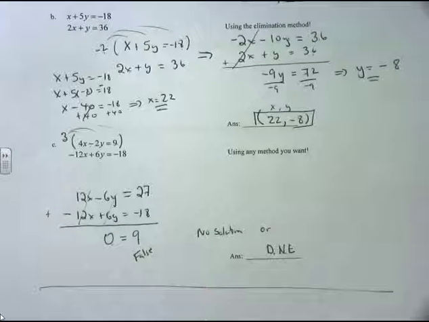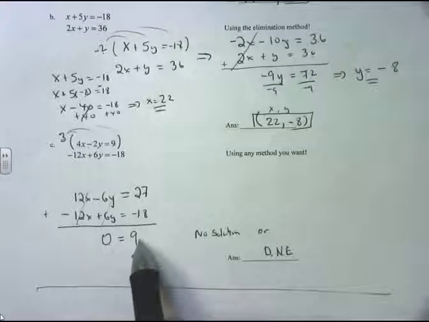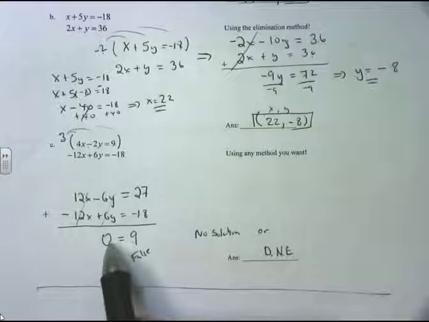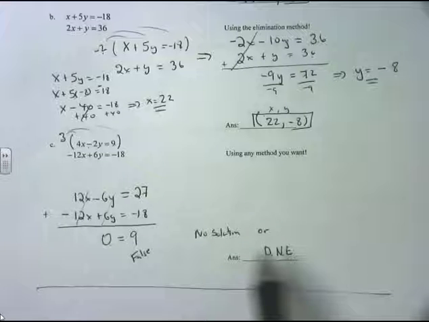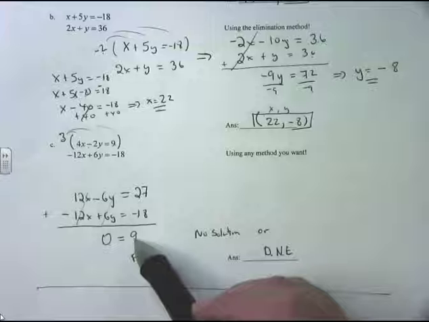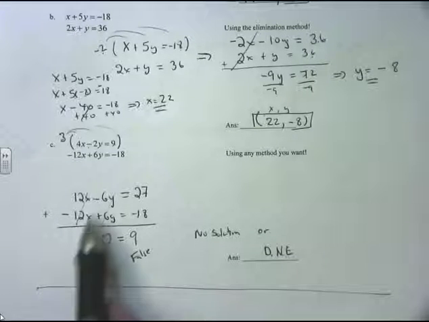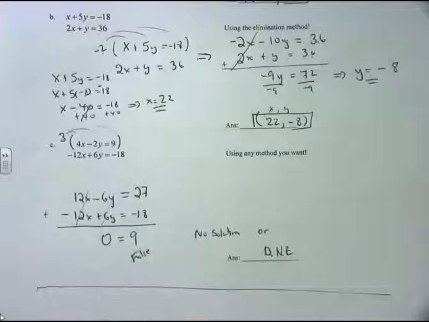When everything cancels, you've got a 50-50 shot. The answer is either no solution or all real numbers, but it depends on what's left. If it's a false statement, like in this example, 0 equals 9, that's false, so the answer is does not exist. If you did this and got 0 equals 0, which is a true statement, then the answer would be all real numbers. So this is your extreme case of inconsistent answers, okay? And so: no solutions or all real numbers.